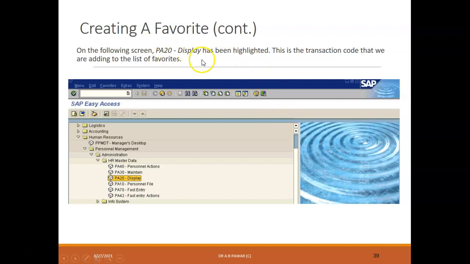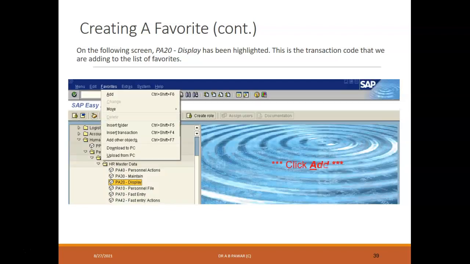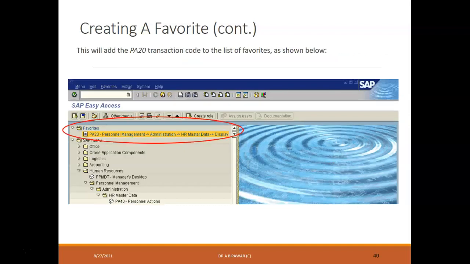So here, see, they have been given. Here just PA20, that display has been highlighted. This is the transaction code that we are adding to the list of favorites here. So it is added. We'll go to the favorites, click on add, and you will find it is at the top every time. So no need to go into that HR tab every time. Directly click on this favorite PA20 for personnel management, and immediately he or she can manage the data related to human resources.